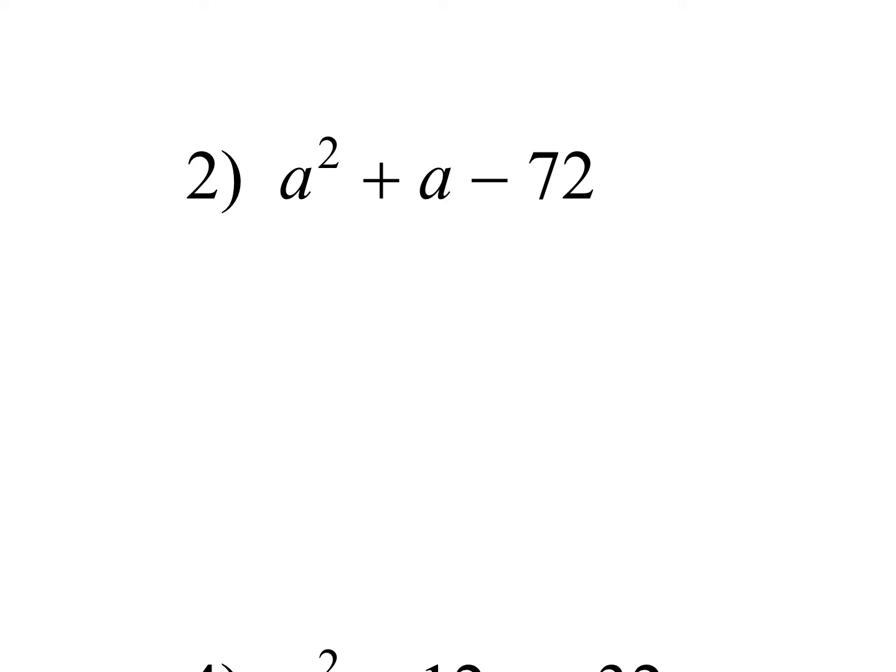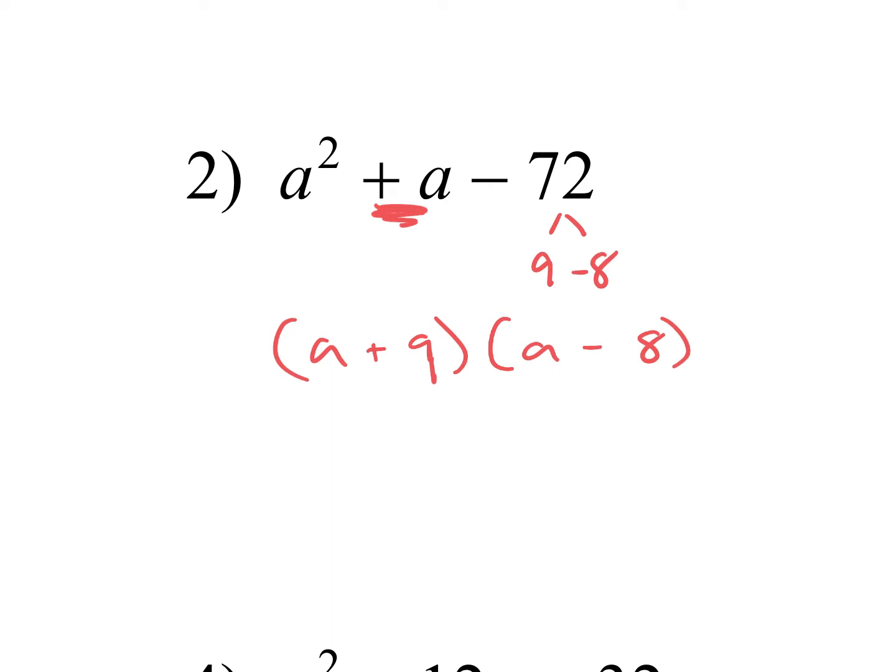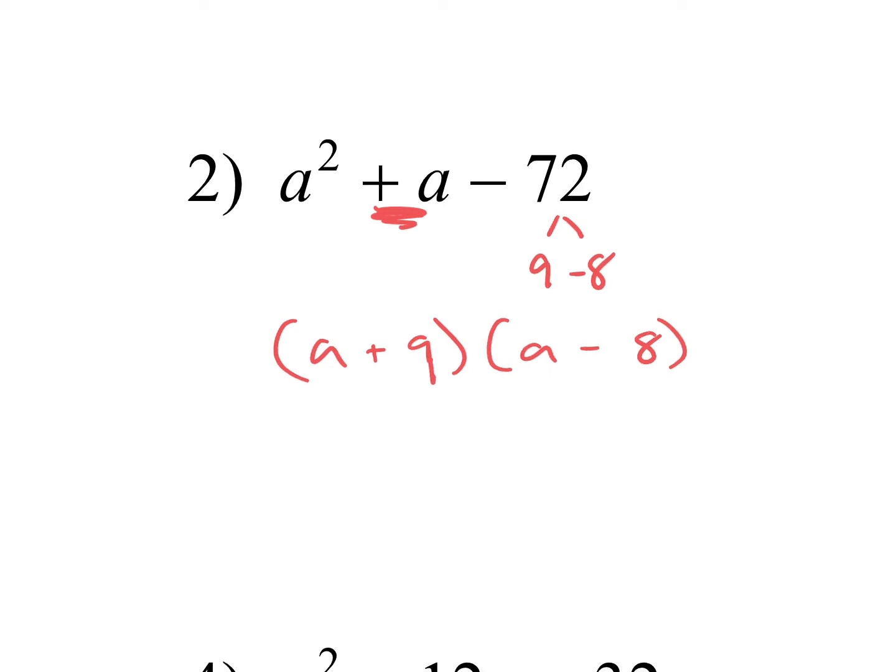All right, number 2. Eli, what are 2 factors of -72 that add to 1? 9 and 8, and which one's negative? 9. So since the middle number is positive, that means the bigger number is going to be positive, so it's a -8. So we have a plus 9, a minus 8. Any questions here?